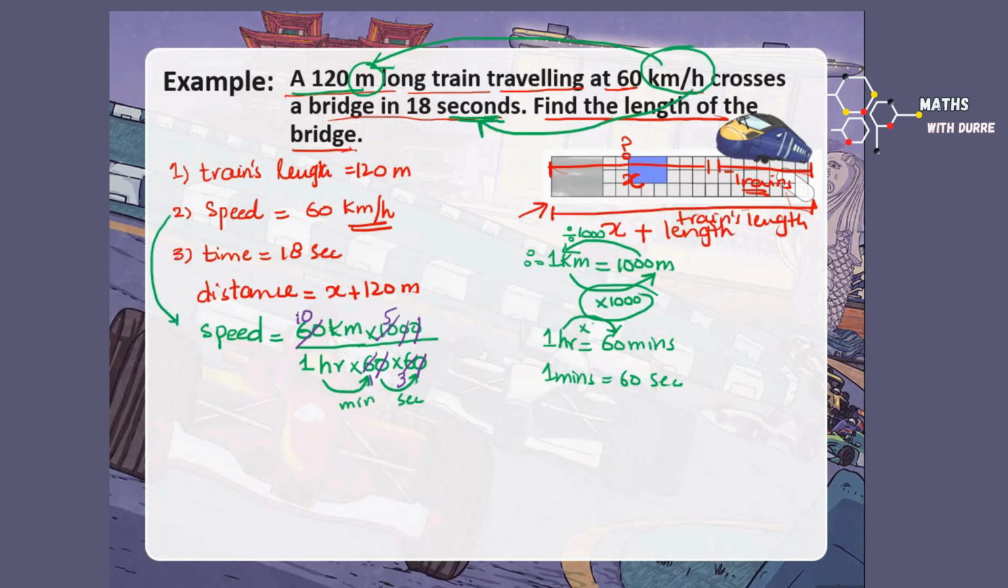Now, what is left in the numerator? 10 into 5. So I will write it as it is, 10 into 5 over. What is left in the denominator? 1 into 3. So I will write here 1 into 3. What is the answer? 50 over 3. And the unit, as we have converted the unit, is 50 meter per second.